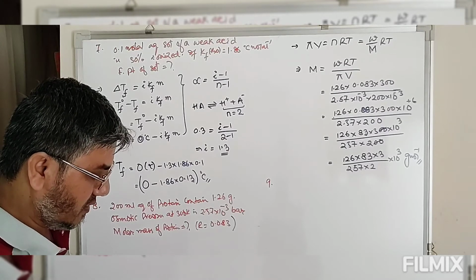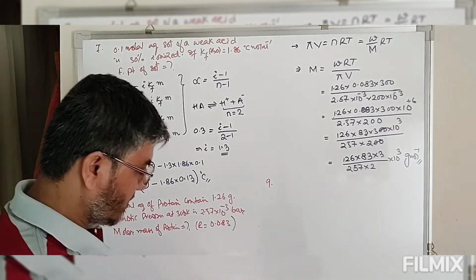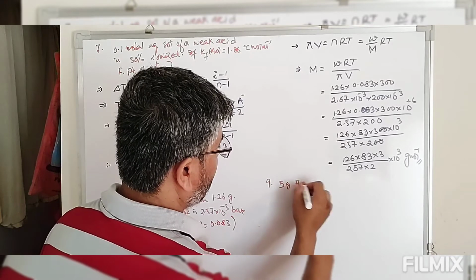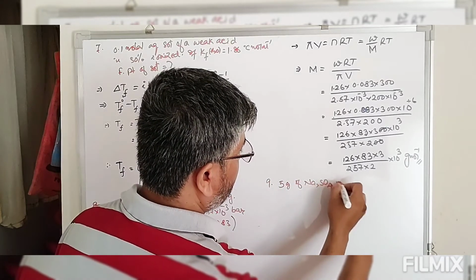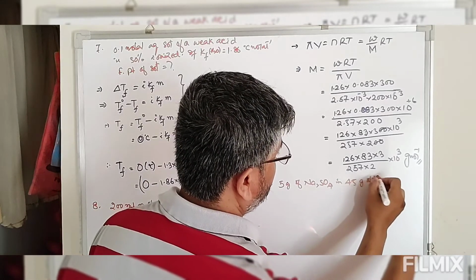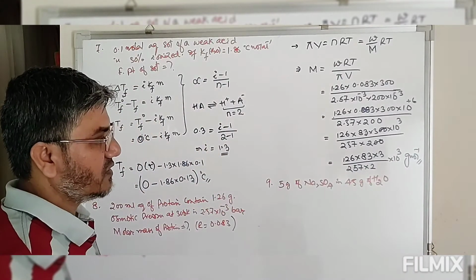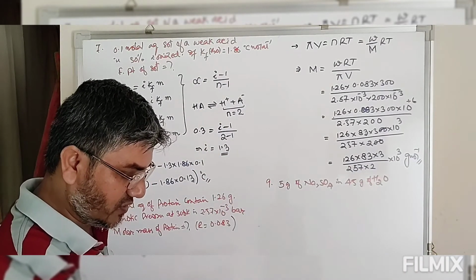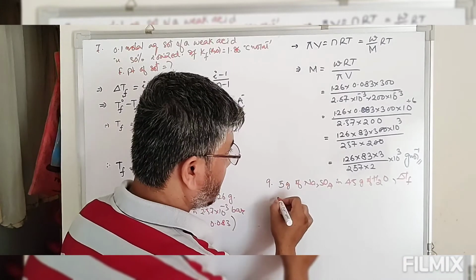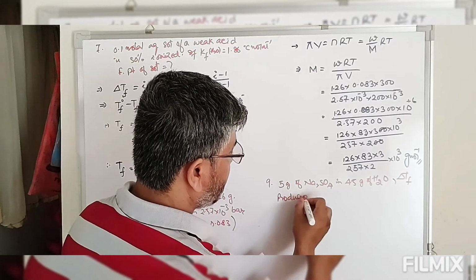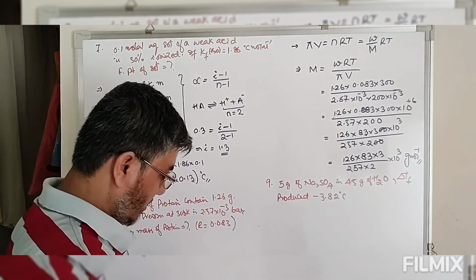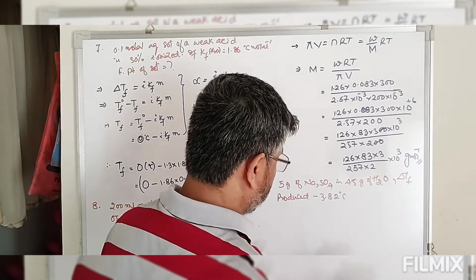Question says 5 gram of sodium sulfate is dissolved in 45 gram of water. The freezing point changes by delta TF, means freezing point changes by minus 3.82 degrees centigrade. Calculate the Van Hoff factor of sodium sulfate.